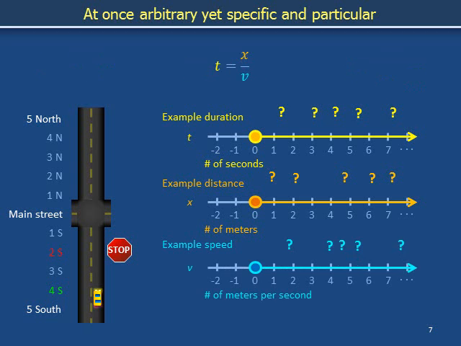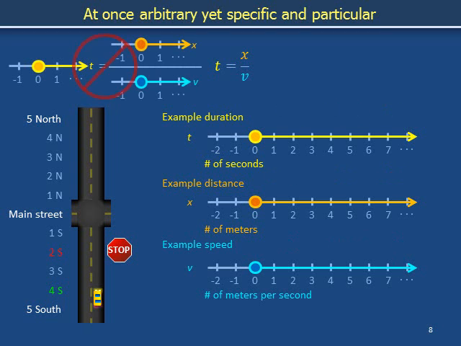When we place t, x, and v next to highlighted regions of number lines and then write down the equation t equals x over v, we do not mean that the entire yellow highlighted region of the number line is the entire orange highlighted region divided by the entire cyan highlighted region. We have not yet given meaning to the idea of dividing two number line regions.